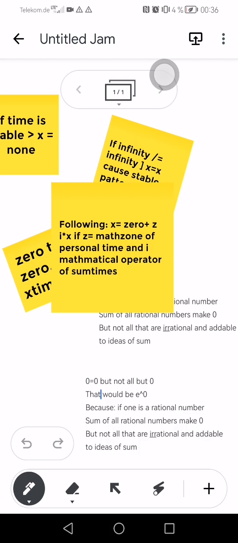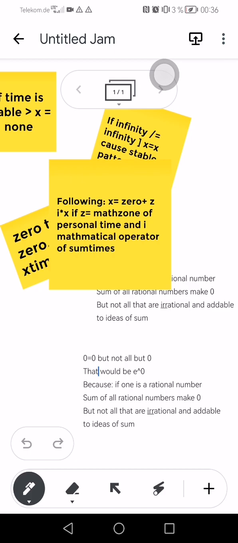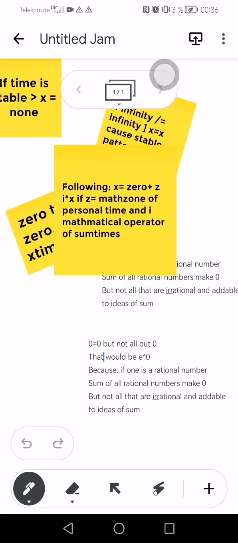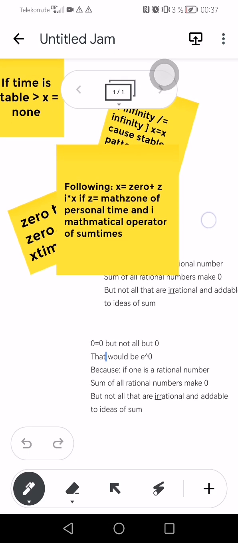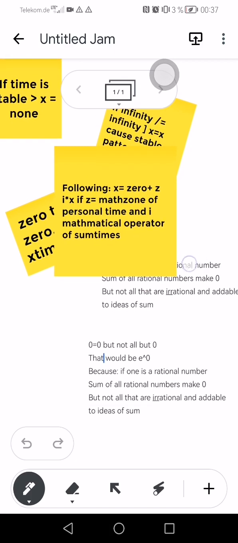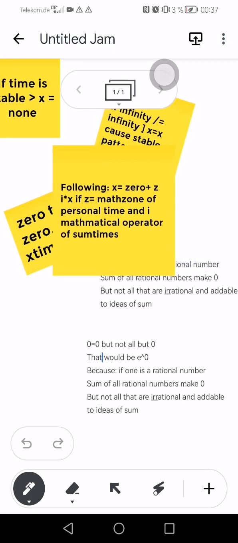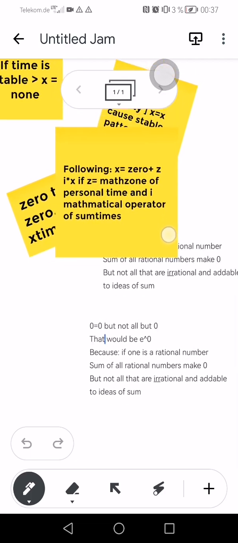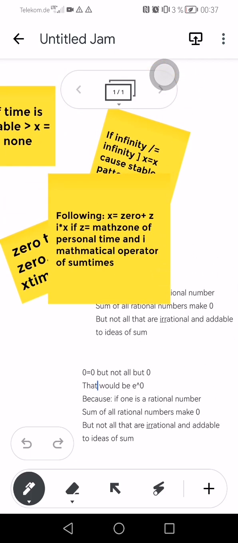If x is 0 plus z and I times x, then z is a math zone as a variable of personal time, and I is a mathematical operator of some times, meaning I is the imaginary number of sums multiplied by the variable matrix or variable of x. Then that is the conclusion. So why do I draw this conclusion?